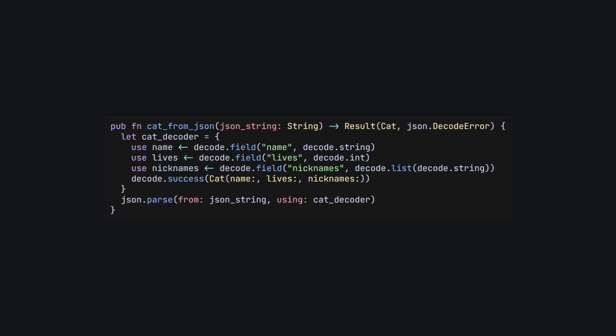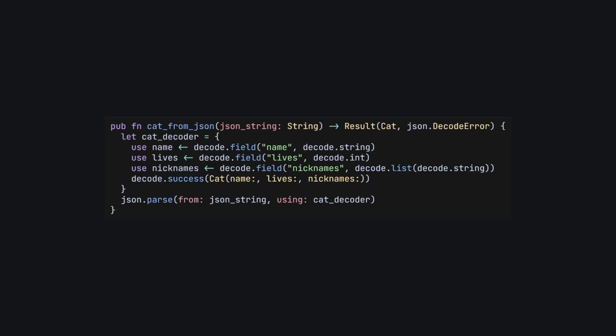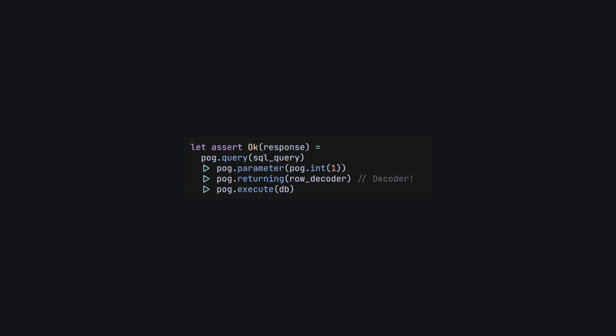If you want to deal with JSON, then you'll be using the Gleam JSON library. The JSON.parse function, which is what you'll be using to, well, parse JSON strings, takes in your JSON string and a decoder, returning a result of your statically typed data or a JSON.decode error. Interacting with Postgres, you're probably using the POG library, which takes the decoder for the rows returned by your query.